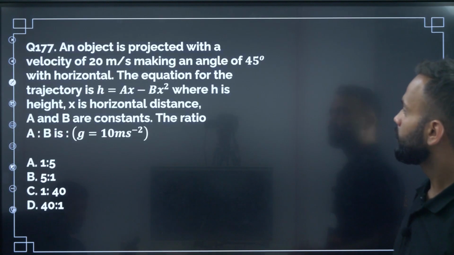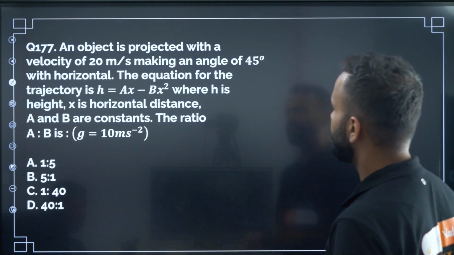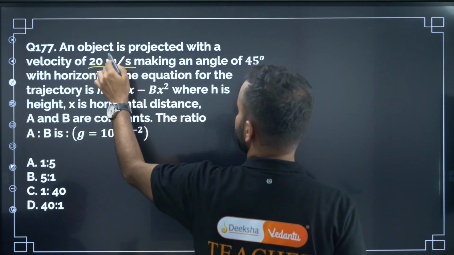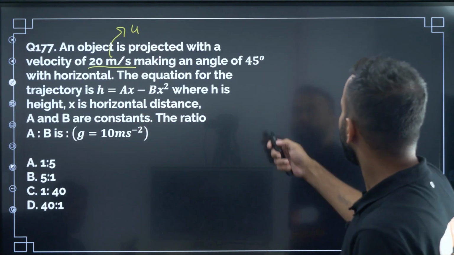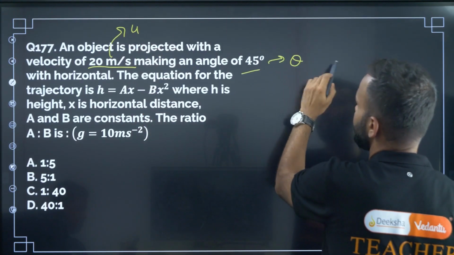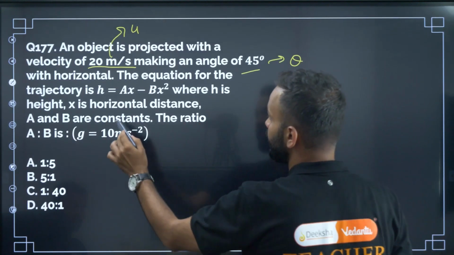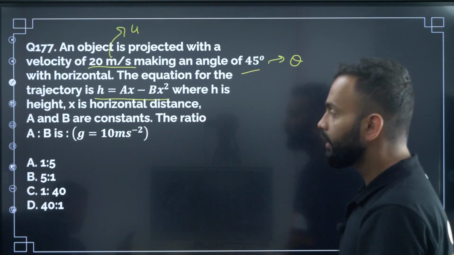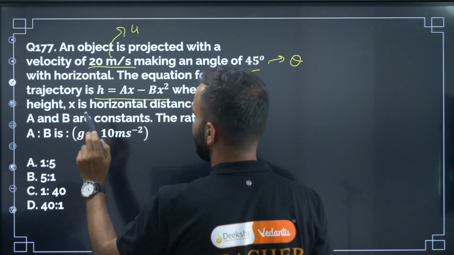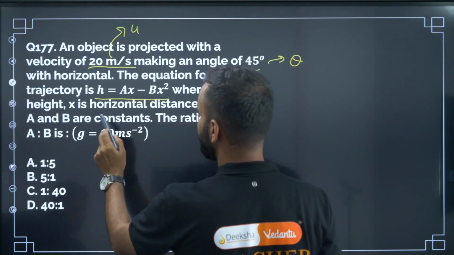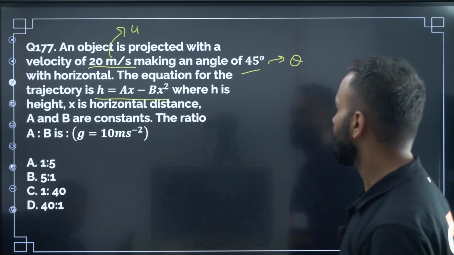Okay. So 177th question. An object is projected with a velocity of 20 meter per second. Here this is the initial velocity, making an angle of 45 degree, the value of theta is 45 degree with horizontal. The equation of the trajectory is h equal to ax minus bx square, where h is height, x is horizontal distance, and a and b are constants. The ratio a is to b is, okay.